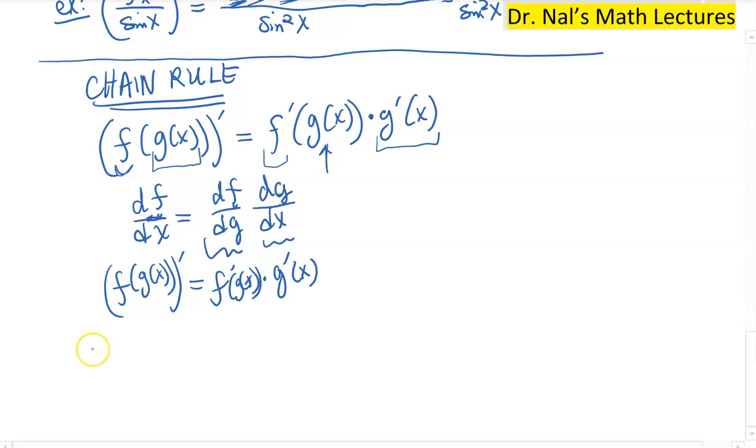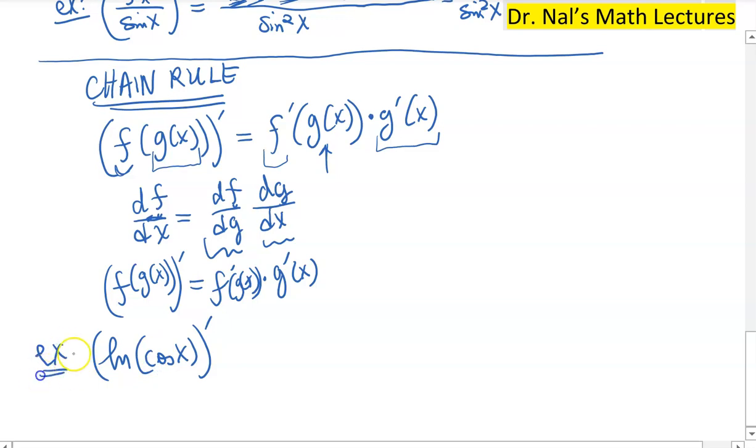Let's solve a couple of examples. What if the question is asking for ln cosine of x? How do you find the derivative of this expression? Oops, let's just rewrite this better. ln of cosine of x. So this would be an example. Let's solve multiple examples related to this subject because it's somewhat important. So the derivative is the following.